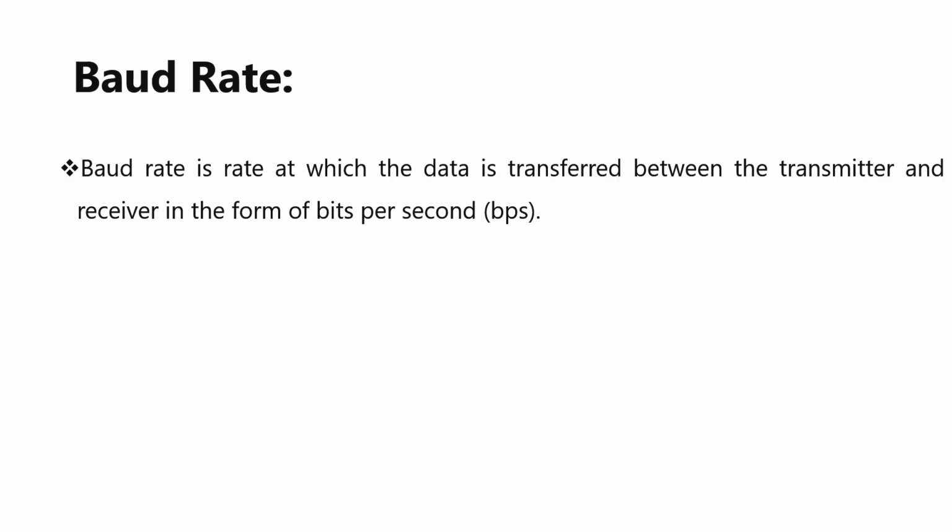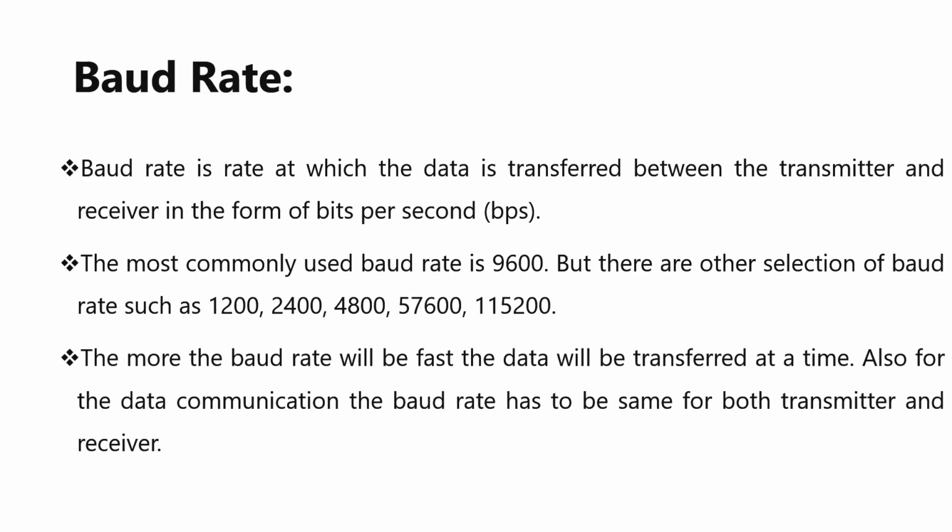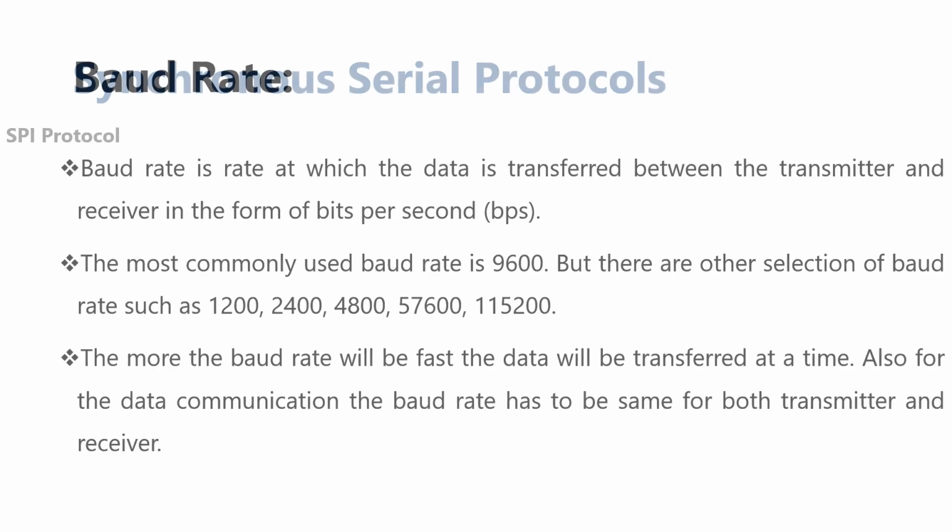Baud rate. The baud rate is the rate at which the data is transferred between the transmitter and receiver in the form of bits per second. The most commonly used baud rate is 9600, but there are other choices of baud rates such as 1200, 2400, 4800, 57600 and 115200. The higher the baud rate, the faster the data will be transferred. Also, for data communication, the baud rate has to be the same for both transmitter and receiver.